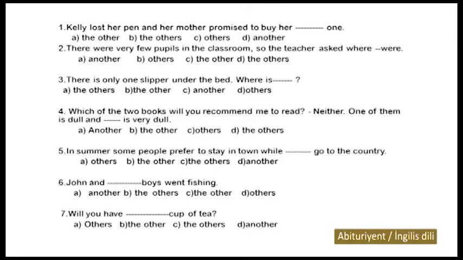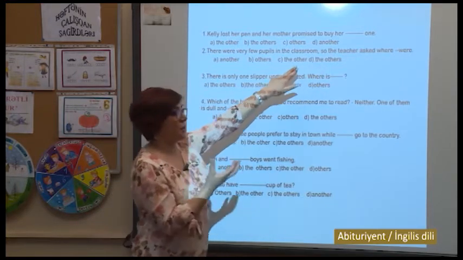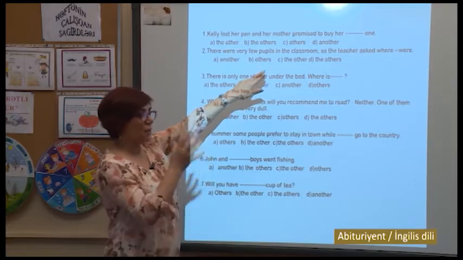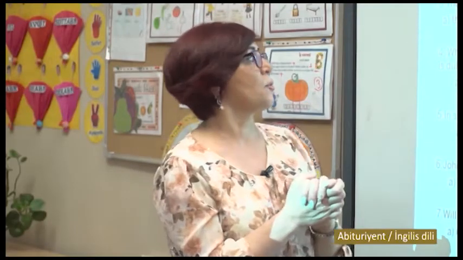Second: "There were very few pupils in the classroom, so the teacher asked where were." We speak about the particular group of children who are in the classroom, and which one should be there, where it is determined: "the other" used as a determiner, or used as a pronoun? Of course, as a pronoun. "Where are the others?" Because we speak about the rest of the children who have to be in the classroom.